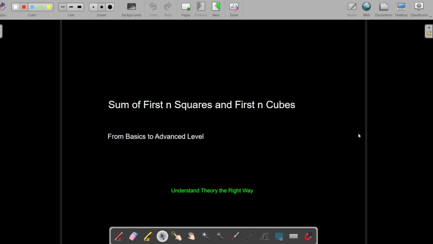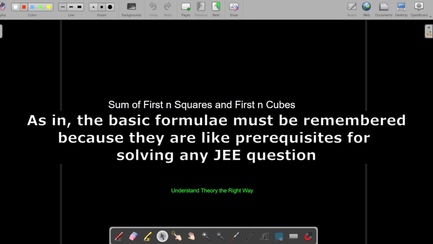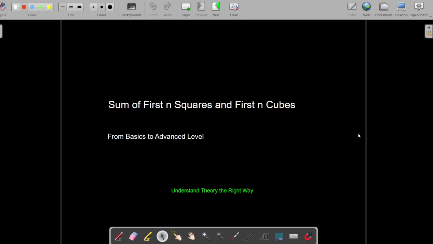As you move on to the more advanced questions of sequence and series, you will require some prerequisites. Generally, I'm against memorizing a lot of formulae because JEE will never ask you questions that directly require formulae other than the most basic ones. But in this case, you absolutely have to remember the sum of the first n squares and first n cubes, if you are to do the tougher questions that JEE asks.